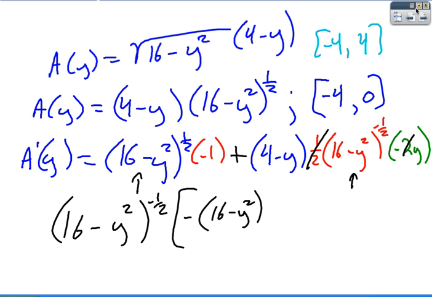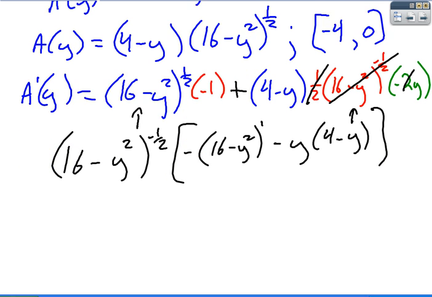What about the other term? The other term, we've got this minus y times 4 minus y, and then this whole thing goes away, doesn't it? We factored out that whole thing. Okay? So that's what we get. Would you agree with that? So then this goes to the bottom as a square root.